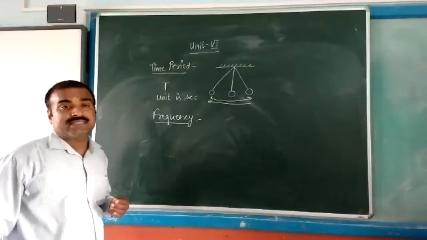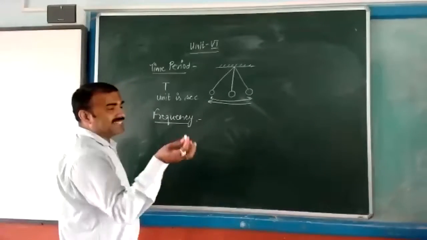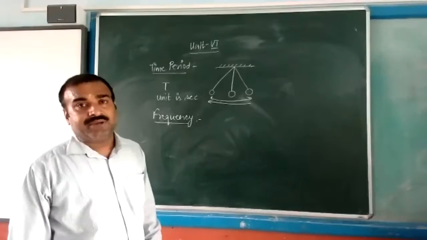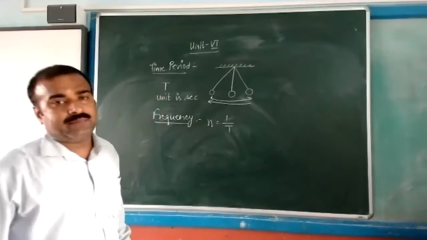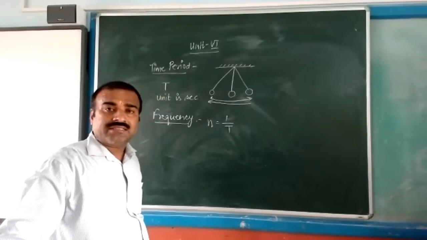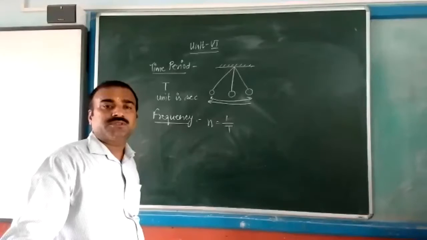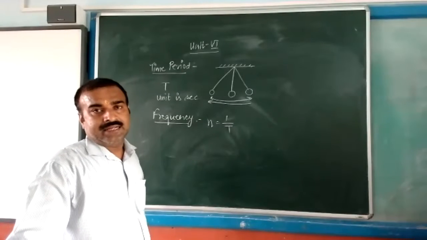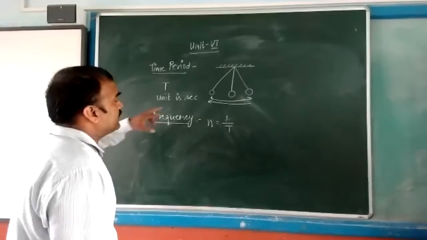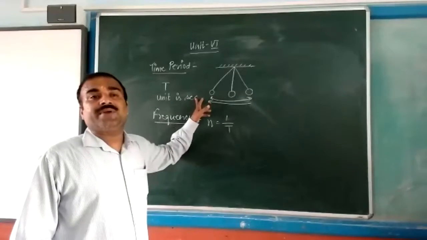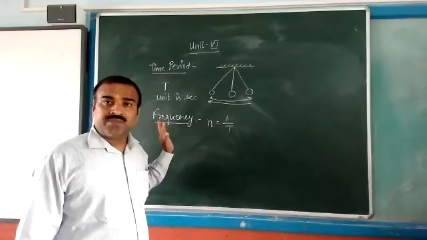Then frequency. How can we define frequency? It is inversely proportional to the time period. That means frequency n equals 1 upon T. Whatever the time period, frequency will be inversely proportional to it. Just see, whatever the definition of time period I have explained, just reverse it, and you will get the definition of frequency.